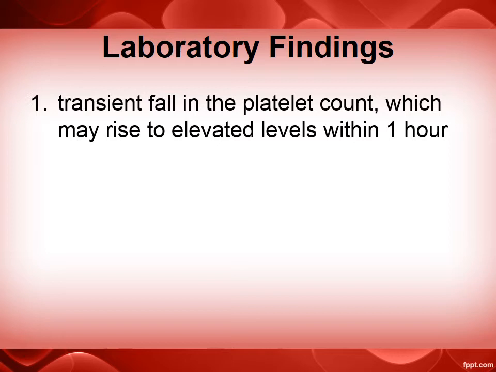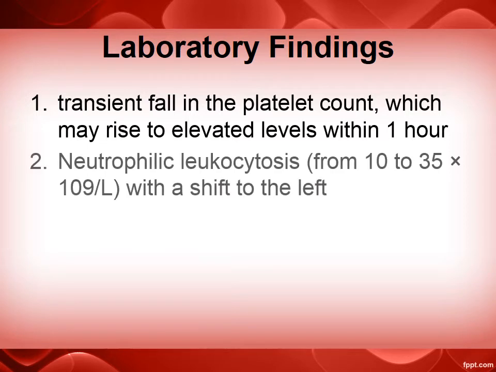The earliest hematological change in acute blood loss is a transient fall of the platelet count, which may rise to elevated levels within 1 hour. The next change is the development of neutrophilic leukocytosis, from 10 to 35 times 10 to the ninth power per liter, with a shift to the left. So there is immature production of neutrophils in the circulation because there is a shift to the left.